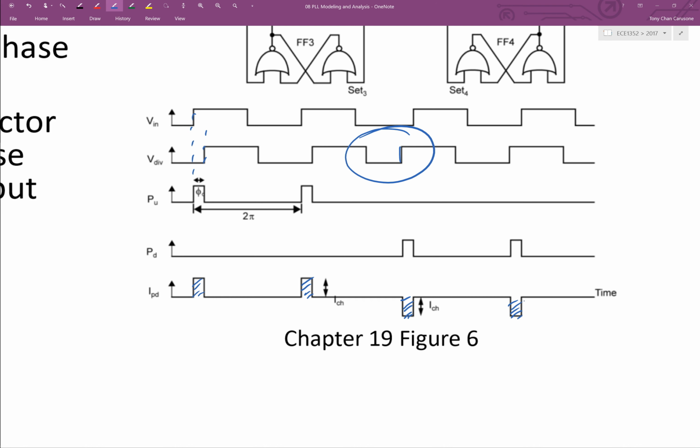So let's think about how to model this now, the output of the charge pump. What we're going to do is consider the gain from phase error, right? The difference between the two clocks, the divided clock and the reference clock phase in radians, and we're going to translate that into the average current over one clock period.